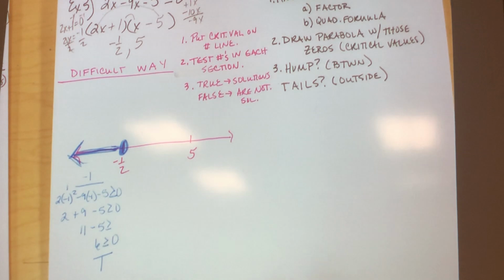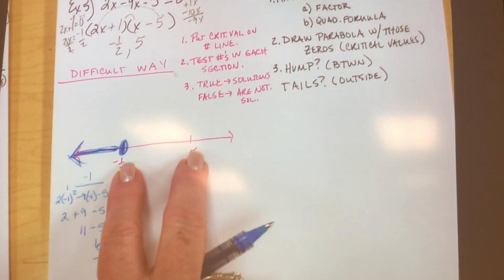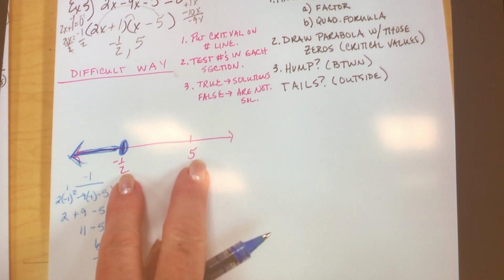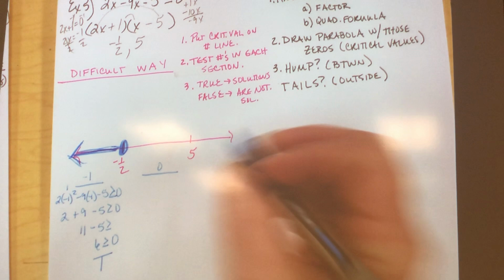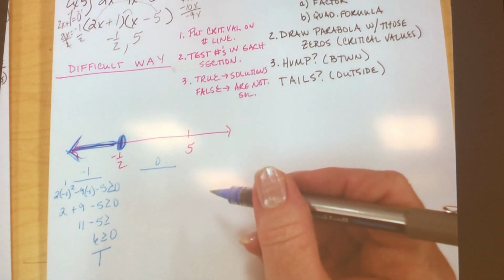Okay? Now what are we going to do? We're going to do the same thing. We're going to pick a number in the middle. People, what's the easiest number to pick between -1/2 and 5? 0. I'm going to pick 0. If you want to pick 4.97562, pick it.